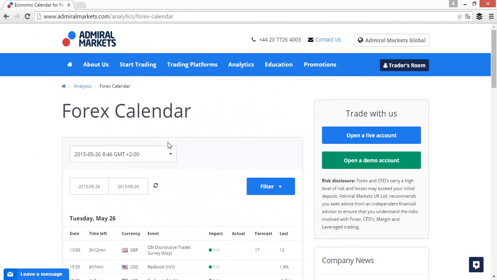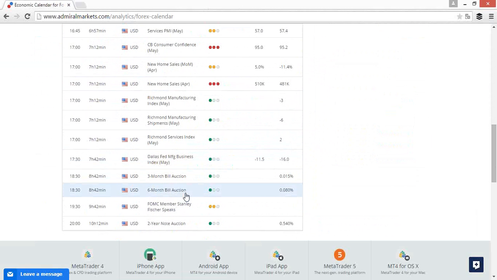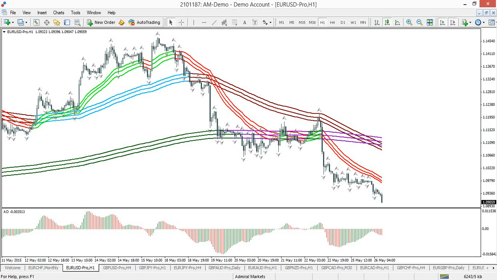So the last days of May, we have CB consumer confidence and new home sales apparently on the US dollar. Let's see what those will generate. Yesterday was a quiet day because of the bank holidays in the US and England and Europe. So let's see how the market warms up today. It certainly was slow yesterday, but today I'm sure will be a bit different.